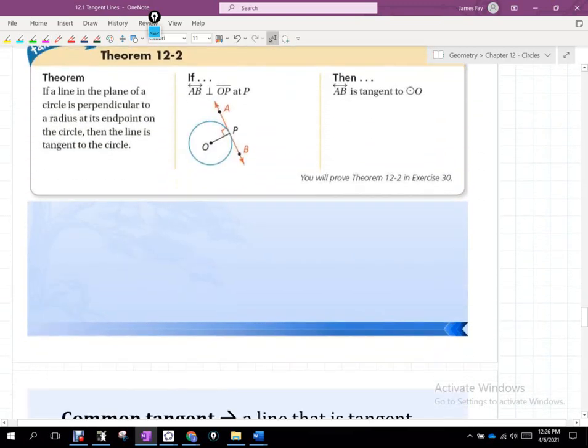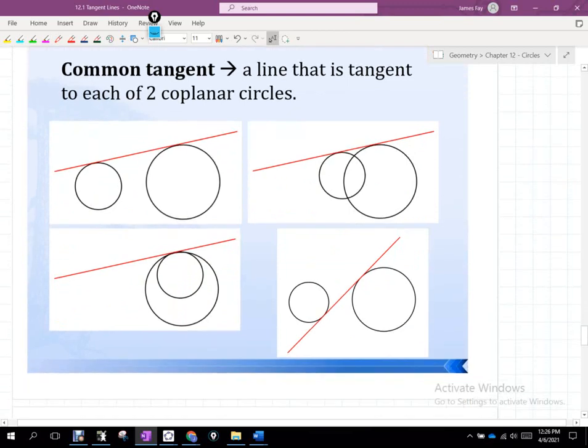We talk a lot about lines being tangent to circles, but we can actually have circles being tangent to circles. We can have lines being tangent to multiple circles. Okay. Here we have what we call a common tangent. A common tangent is a line that is coplanar with 2 circles and is tangent to both circles.